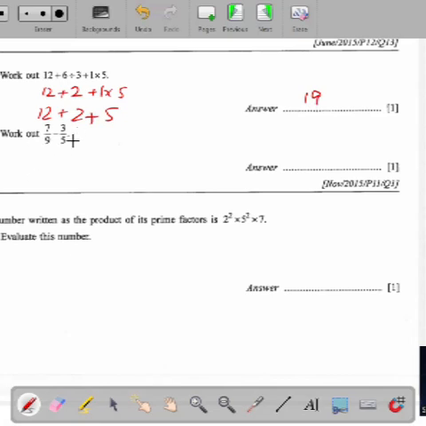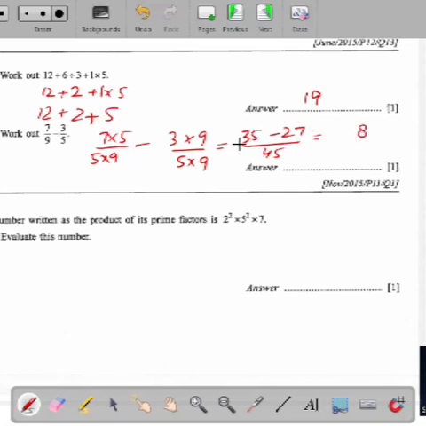By making the denominator the same, I'm multiplying 7 by 5 over 9 by 5, minus 3 multiplied by 9 over 5 multiplied by 9. After that, 7 times 5 is 35 minus 3 times 9 is 27, over 45. Then 35 minus 27 is 8. So 8 over 45 is the answer for this question.